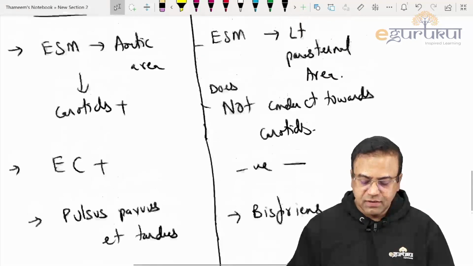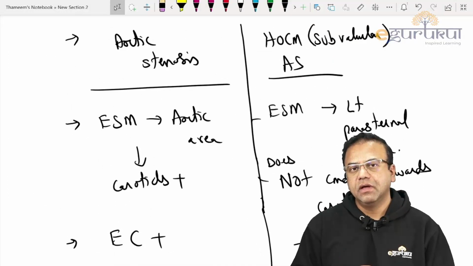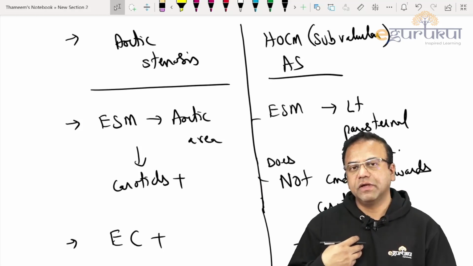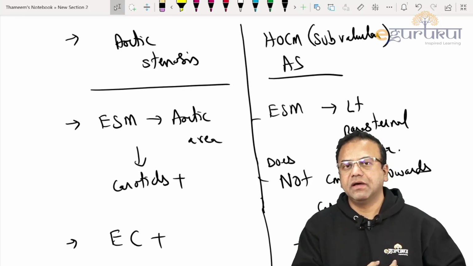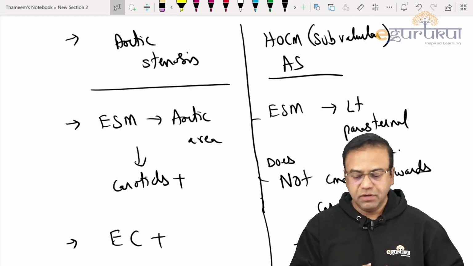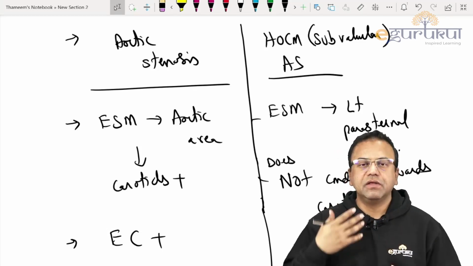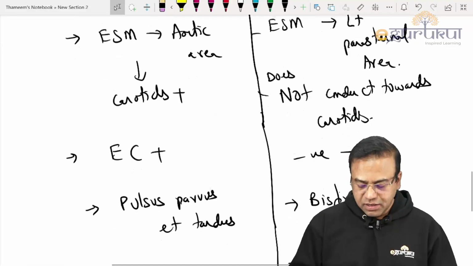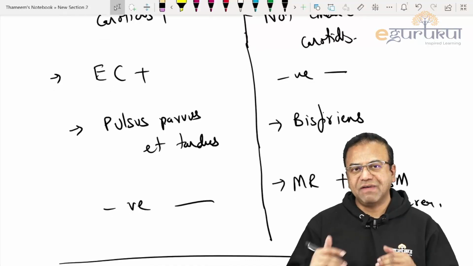So to summarize, the examination is going to show an ejection systolic murmur. Typically in aortic stenosis, the murmurs are loudest in the aortic area, which is right of the sternum, second intercostal space. But in HOCM these murmurs are better heard in the lower left parasternal area, in the third or fourth intercostal space. Conduction to the carotid is very classical for aortic stenosis. This conduction to carotid does not occur in patients with HOCM. The third important clue is the ejection click on auscultation, which tells you it's a valve pathology.